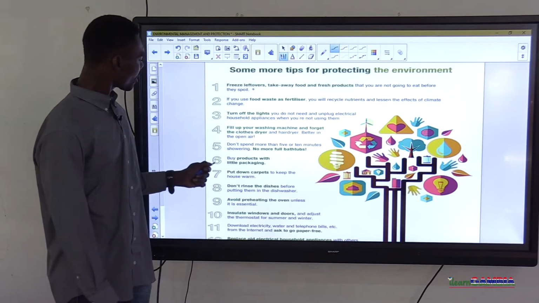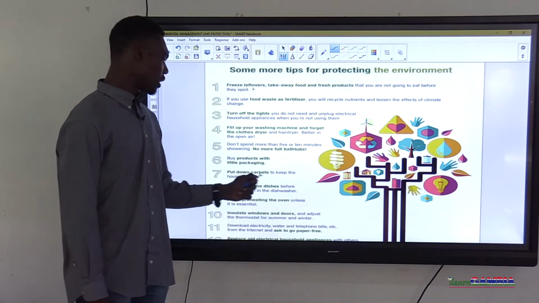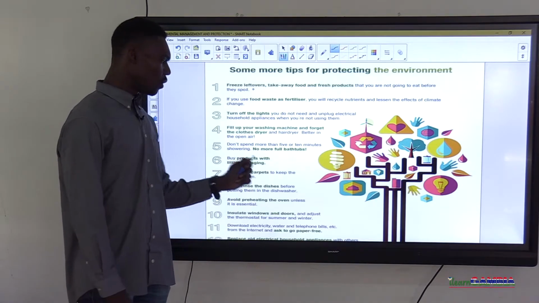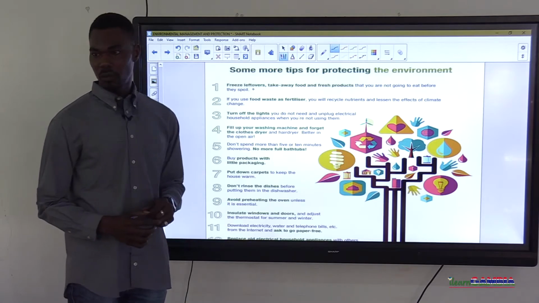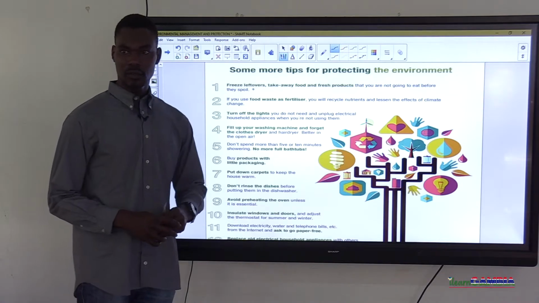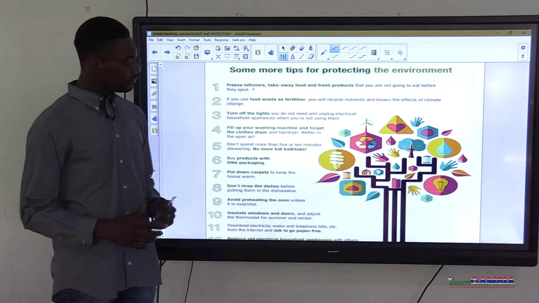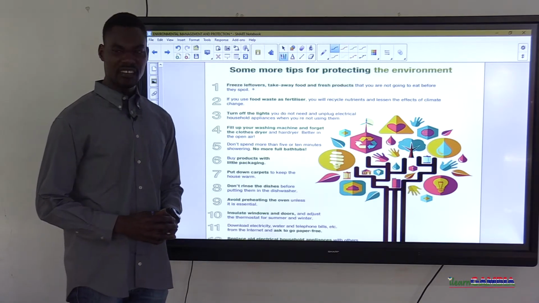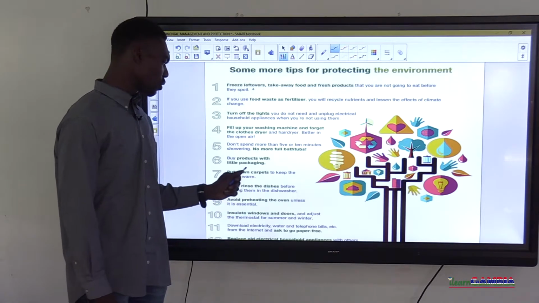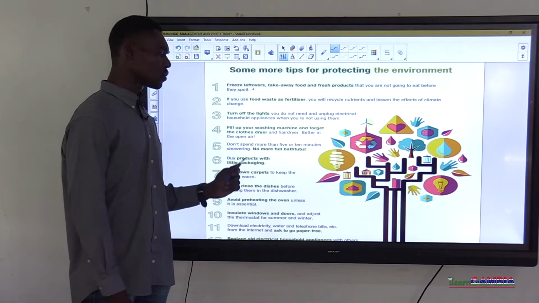Okay? Then, point 6, buy products with little packaging. That will also minimize littering, because if you have a lot of packaging materials, you will be throwing those empty packagings around and littering the surroundings. Then point 7, put down carpets to keep the house warm.